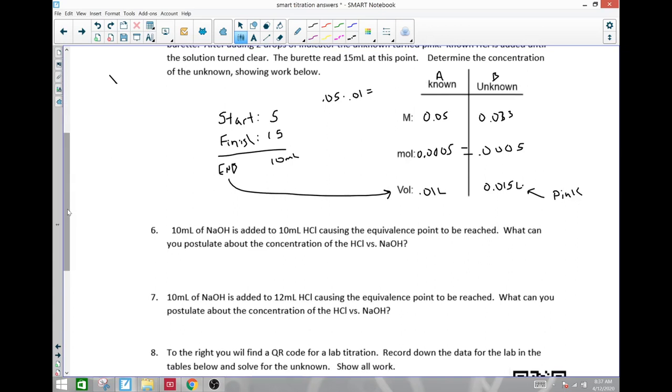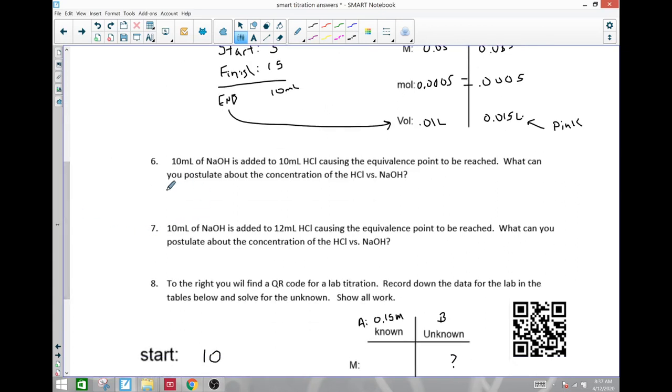Now, for this next couple of problems you're not able to solve for the actual concentration because we don't know any concentrations in 7 and 8. So all I know is the relationship between them. So 10 milliliters is added to 10 milliliters equivalence. What can you postulate? Sounds fancy. Postulate about the concentration of the HCl versus NaOH.